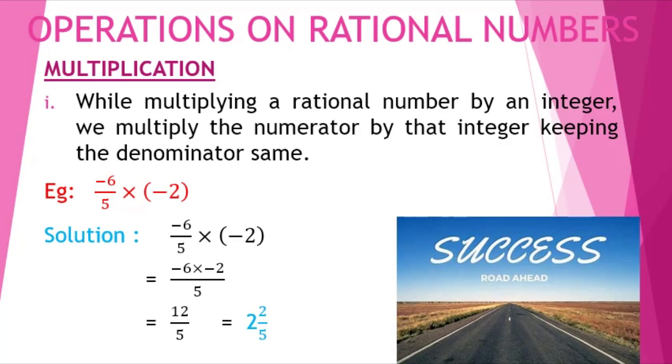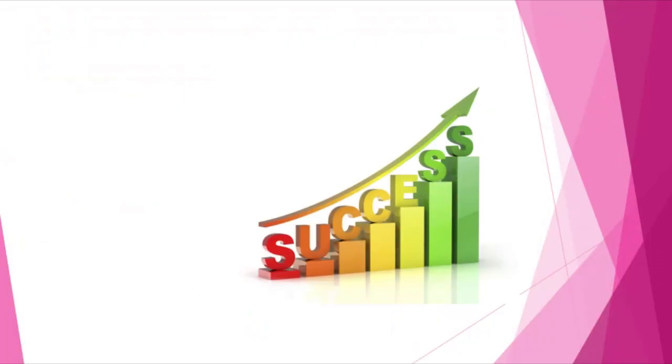If we treat the integer minus 2 as a rational number, minus 2 upon 1, then also we can do it with minus 2 upon 1 multiplied by minus 6 upon 5. Just like the multiplication of fractions, you can continue.